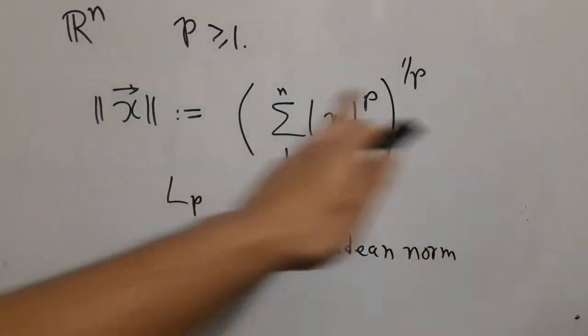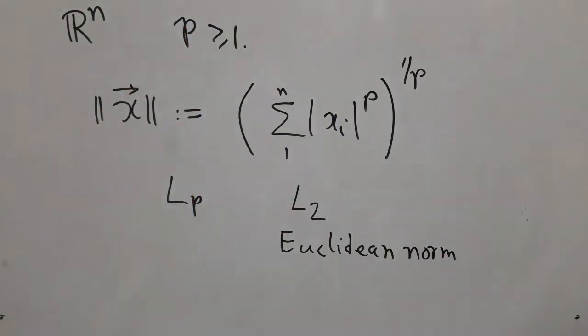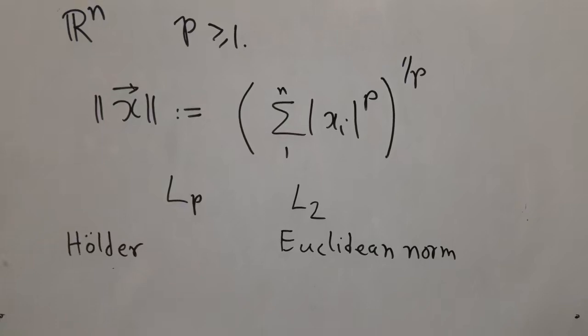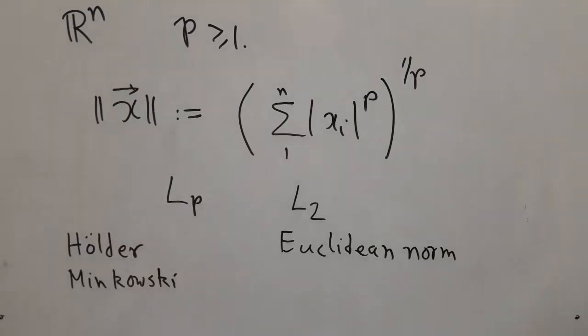Now, proving that this will be a norm for general p is not entirely trivial, especially the triangle inequality part. And then you will have to prove something called Holder's inequality as well as Minkowski inequality. You can look up any standard text in case you are interested in the proof.